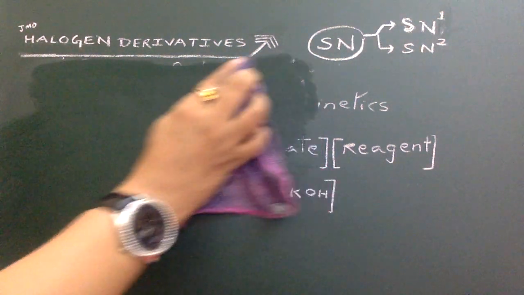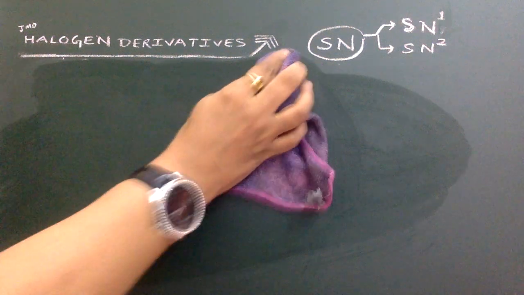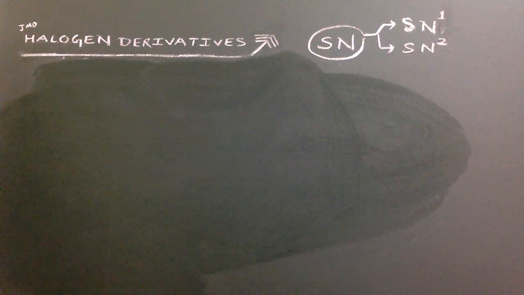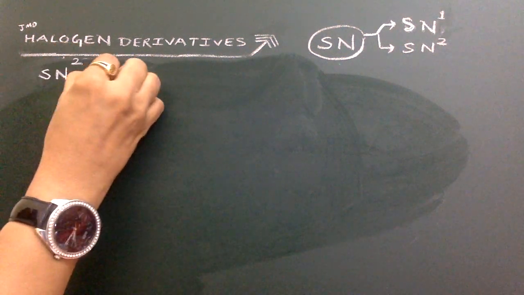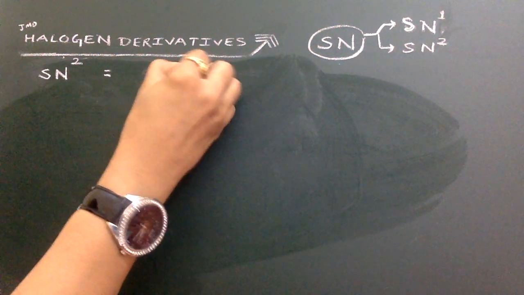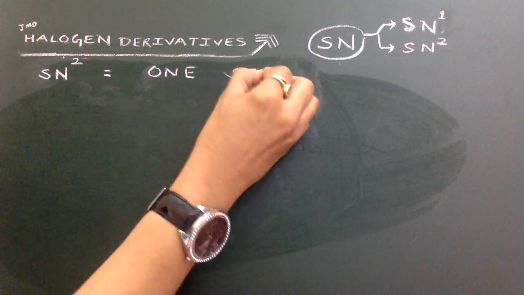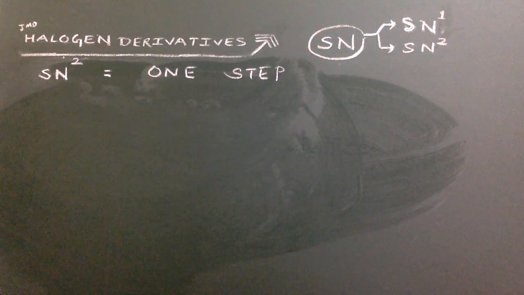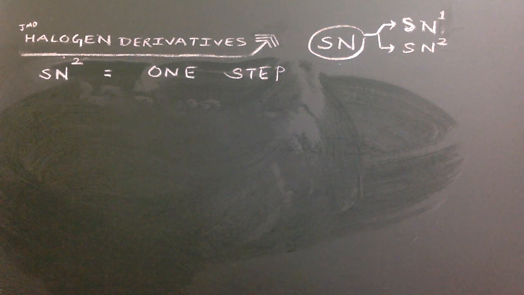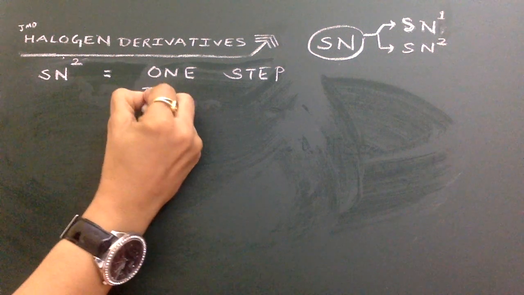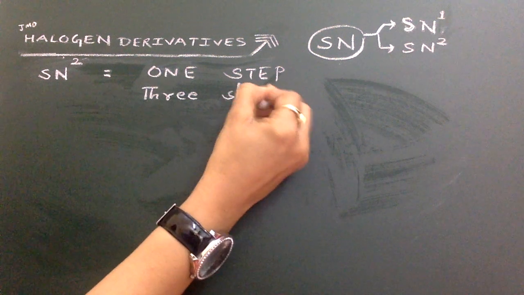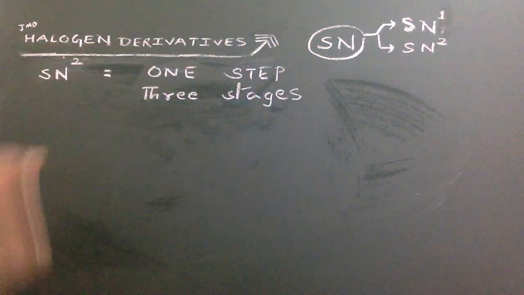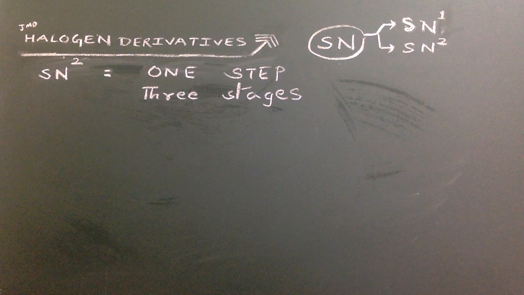Now the steps of SN2 reaction. Children, SN2 reaction takes place in only one step. Just one step. Now, the one step actually involves 3 stages. Stages don't mean the step. That one step involves 3 stages.